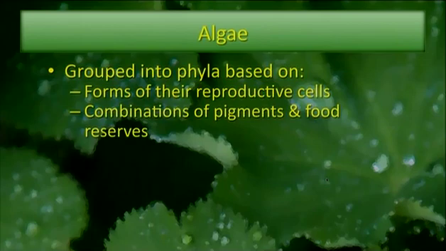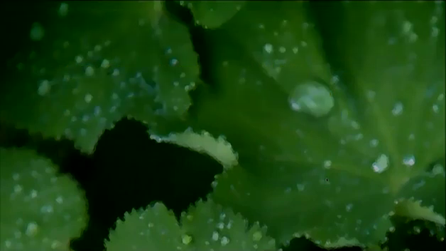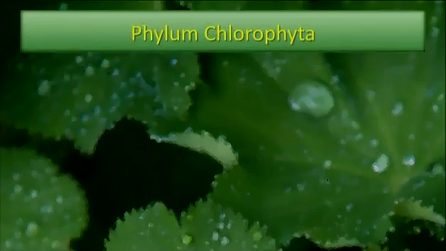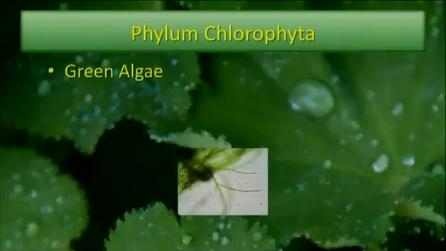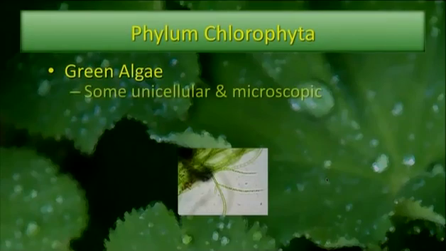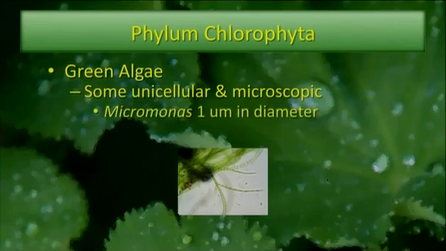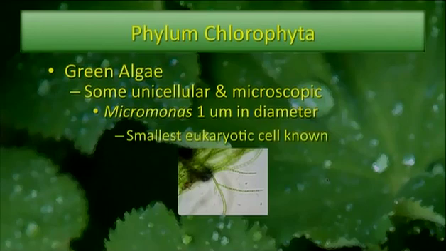So we're going to start our survey of the algae with the phylum Chlorophyta. These are the green algae. Usually they're green. They have a variety of forms. Some are unicellular and microscopic. For example, there's an alga called Micromonas that is only 1 micrometer in diameter. It's very, very tiny, a millionth of a meter in diameter. This is actually the smallest eukaryotic cell known.